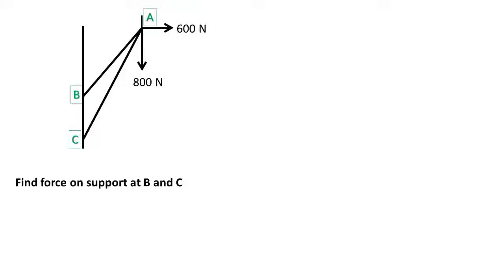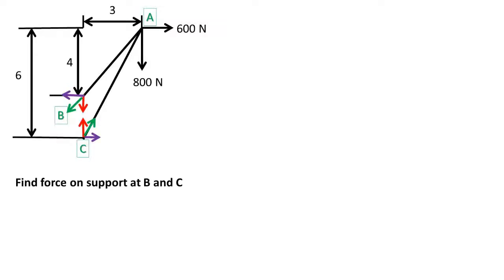In this static equilibrium problem, we have two supports holding an object up that in the x direction has a force of 600 newtons and in the y direction has a force of 800 newtons. The dimensions to the supports are as listed on this slide.